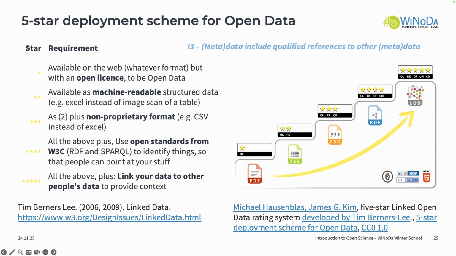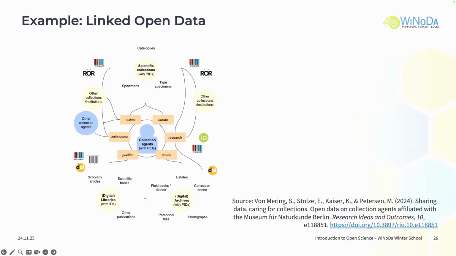For the fourth star, you would have to apply open standards from the W3C to identify the data points so that other people can link to your data. And the fifth star would be that you link your data to other people's data to provide more context. And only this last step would then be linked open data.